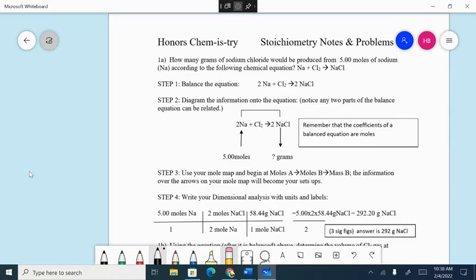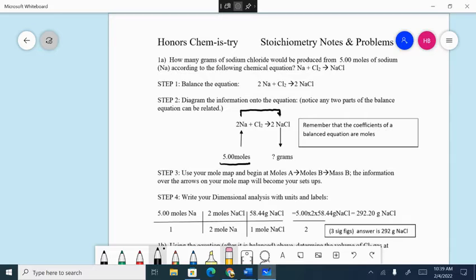The next step says diagram the information onto the equation. So notice what I did was I wrote down my given underneath the substance that has the numbers and is given to me in the problem. And then I drew an arrow which indicated where am I going? What did they ask me to find? And they asked me to find grams of sodium chloride. So we're going to use our mole map in our pink packet.